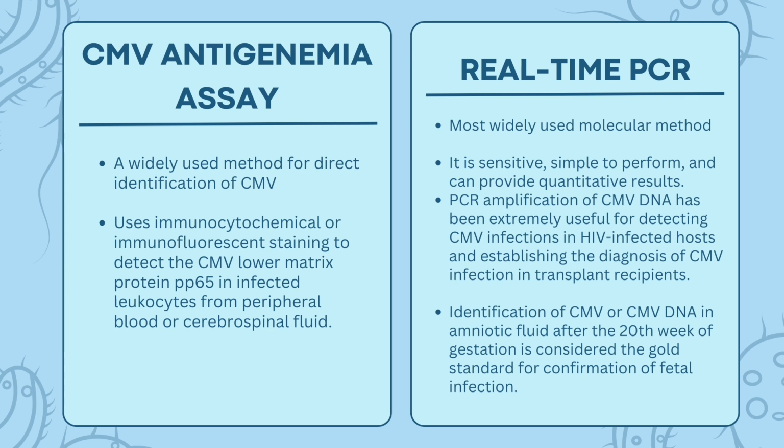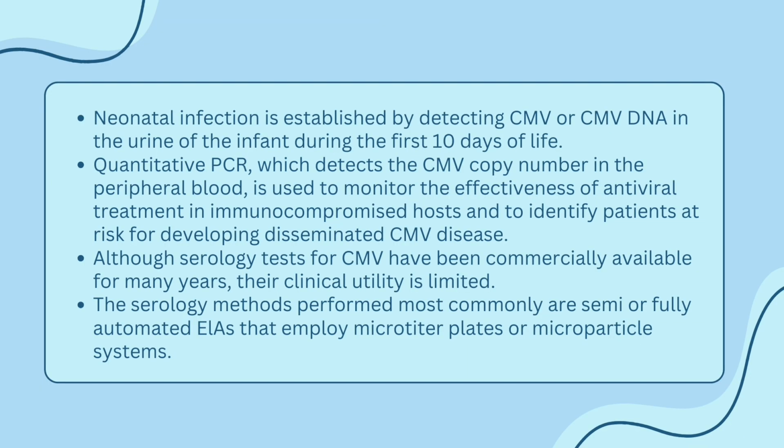Identification of CMV or CMV DNA in amniotic fluid after the 20th week of gestation is considered the gold standard for confirmation of fetal infection. Neonatal infection is established by detecting CMV or CMV DNA in the urine of the infant during the first 10 days of life. Quantitative PCR, which detects the CMV copy number in the peripheral blood, is used to monitor the effectiveness of antiviral treatment in immunocompromised hosts and to identify patients at risk for developing disseminated CMV disease.